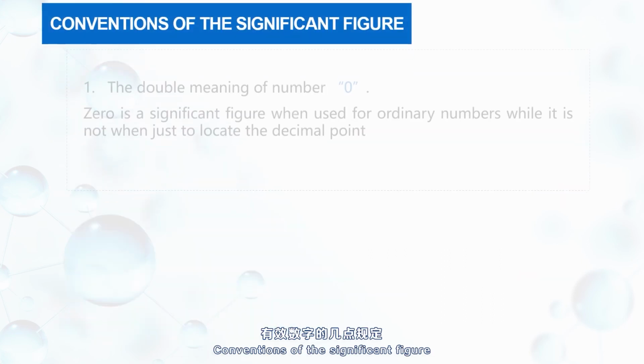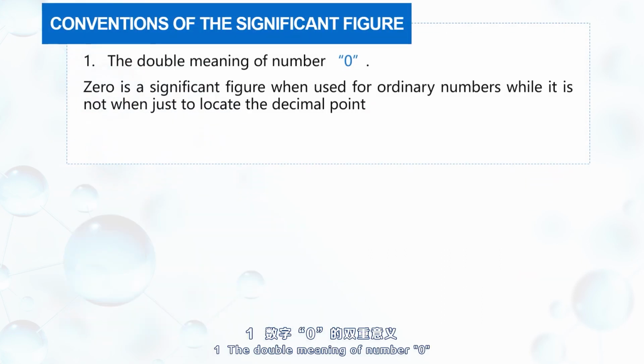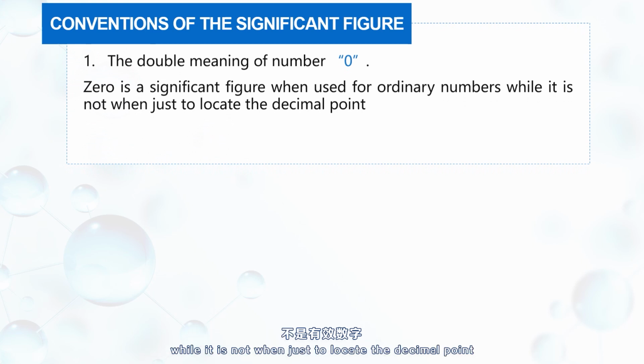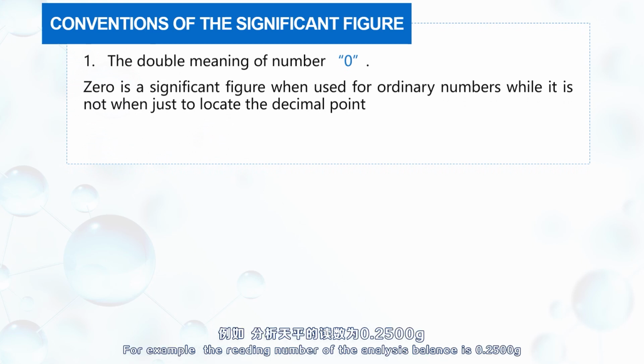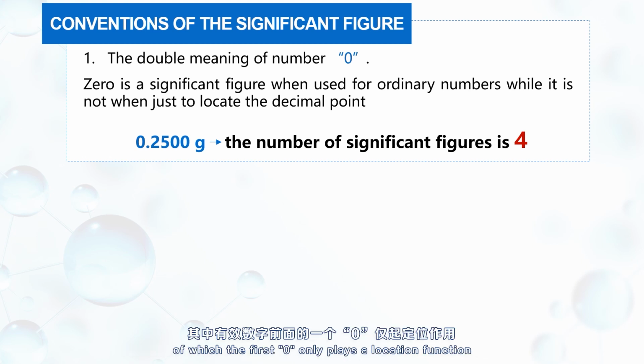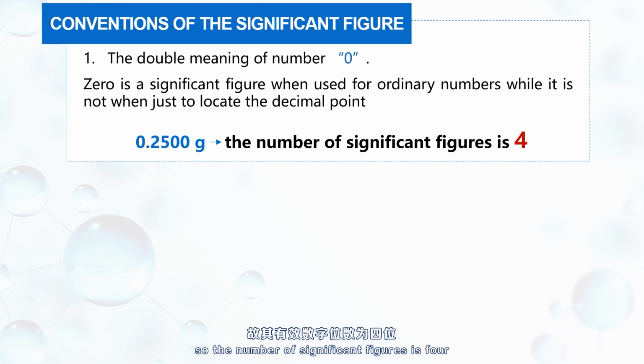Conventions of the significant figure. The double meaning of number 0. 0 is a significant figure when used for ordinary numbers, while it is not when just used to locate the decimal point. For example, the reading number of the analysis balance is 0.2500 gram, of which the first 0 only plays a location function, and the last two 0s are the numbers measured, so the number of significant figures is 4.